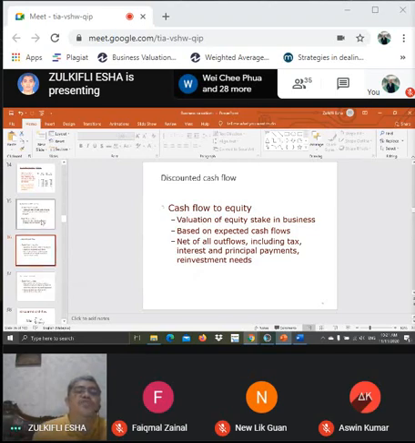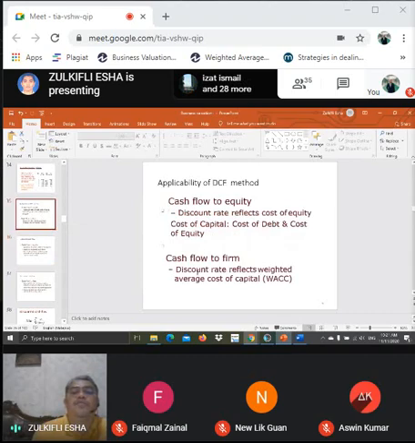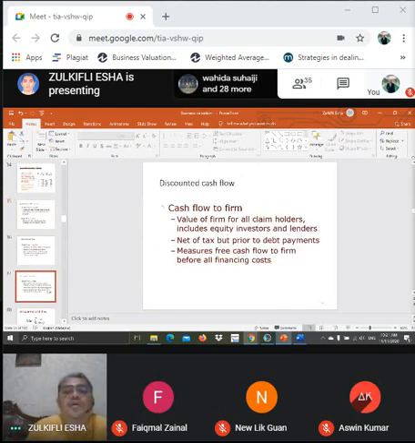If you are valuing a business or a firm as a whole, then you should use a discount rate that reflects the WACC of the company. So that is the difference between cash flow to equity and cash flow to firm. Cash flow to firm is the value of the firm for all claim holders, which includes equity investors and lenders. So that means you are valuing the whole company.